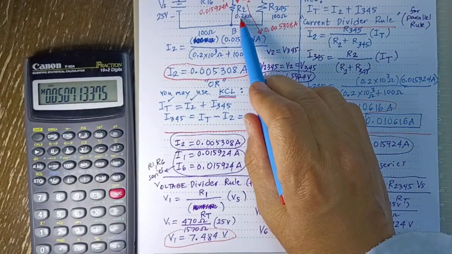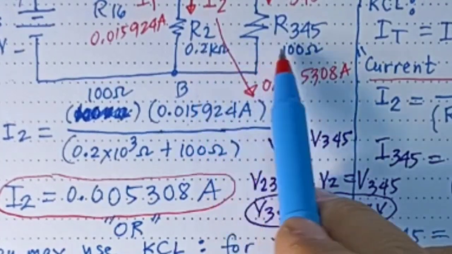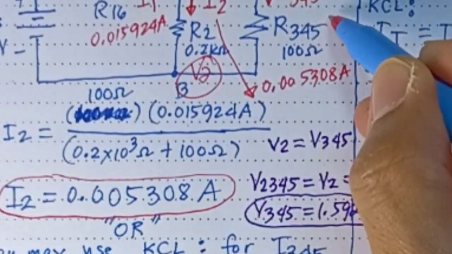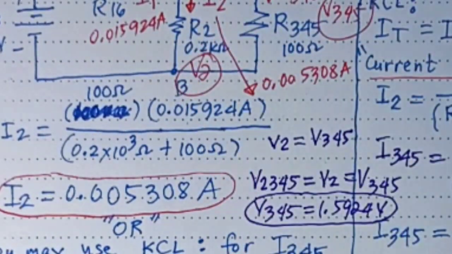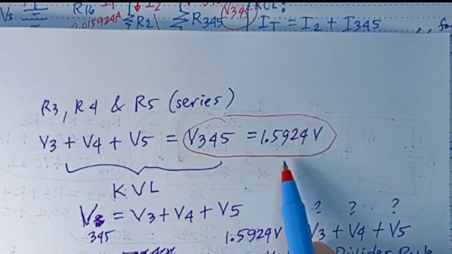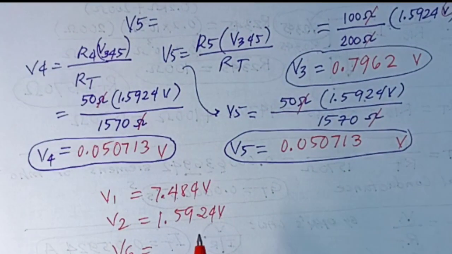You know why? Because the resistor R2 is parallel with the resistor R345. Therefore, when two resistors are in parallel, the V2 and the V345 will be the same because they are in parallel. And look over here, we got V2 1.559 and also V345 1.59. That explains the reason why they are equal.